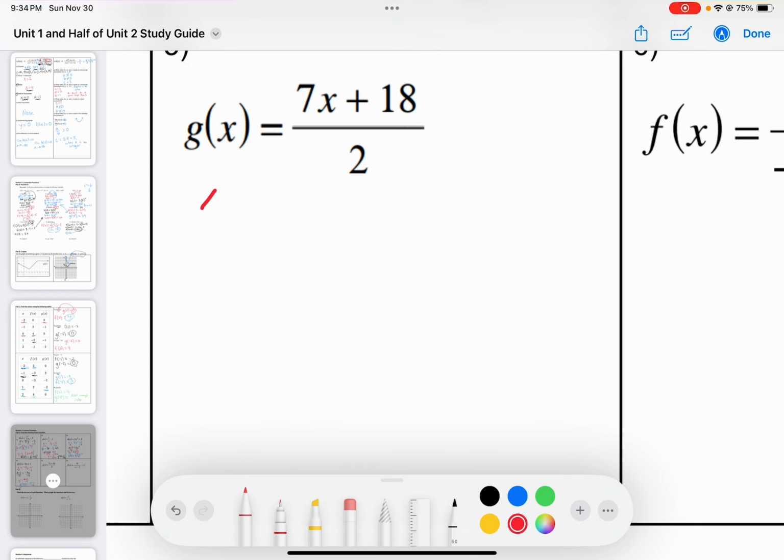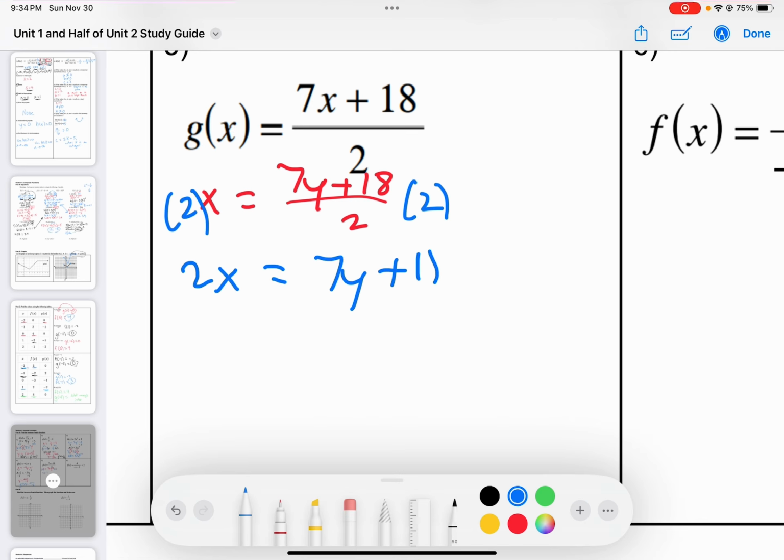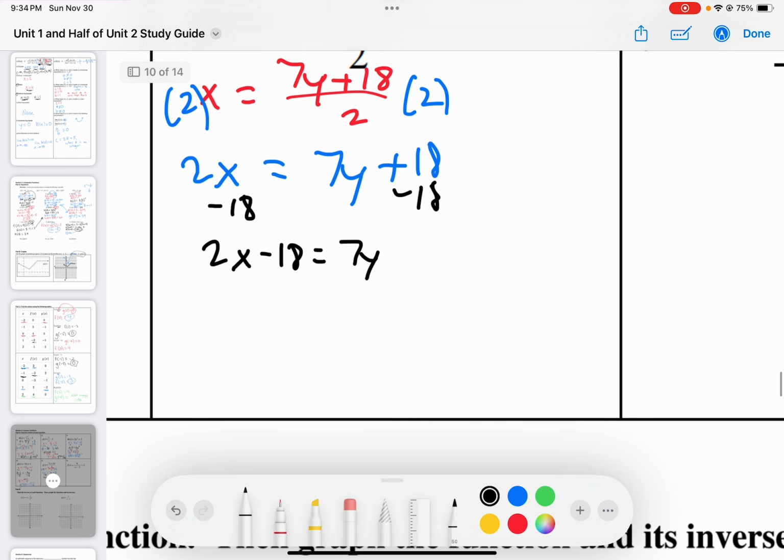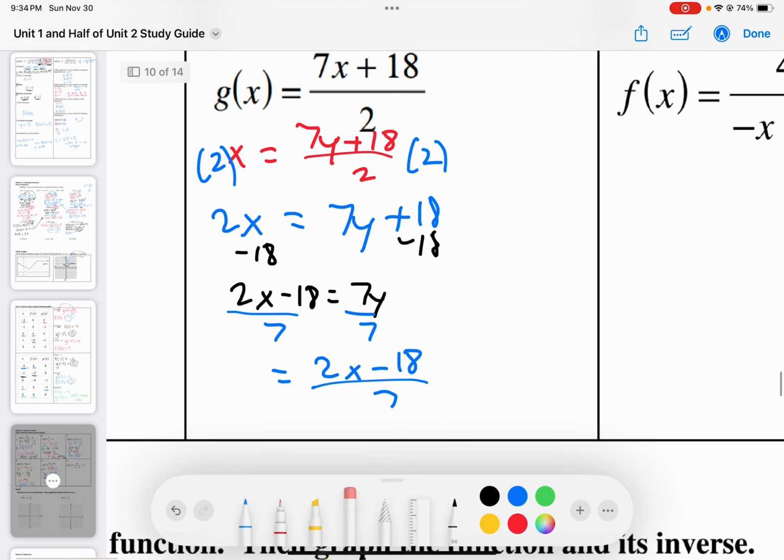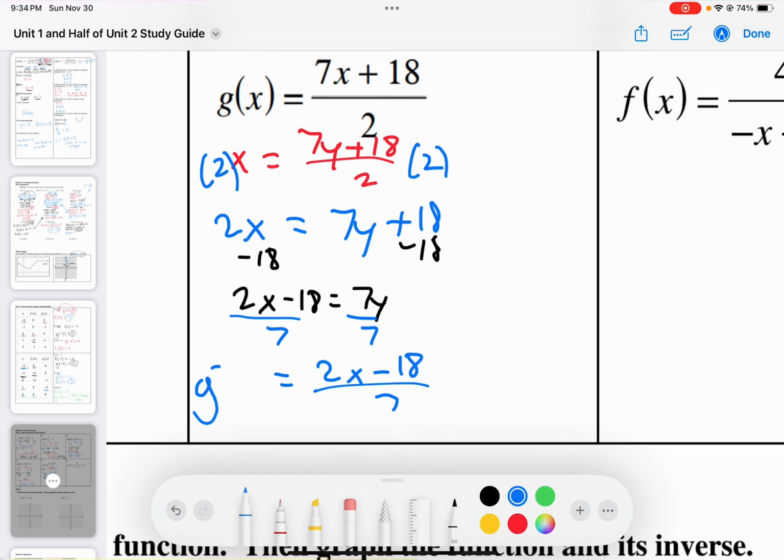I'm going to switch them. X equals 7y plus 18 over 2. To get rid of a divide by 2, I multiply each side by 2. So this is 2x equals 7y plus 18. Subtract this 18 on both sides to get 2x minus 18 equals 7y. And now I need to divide away this 7. And y is equal to 2x minus 18 all over 7. And this y is an inverse function, so let's just call it the inverse of g.